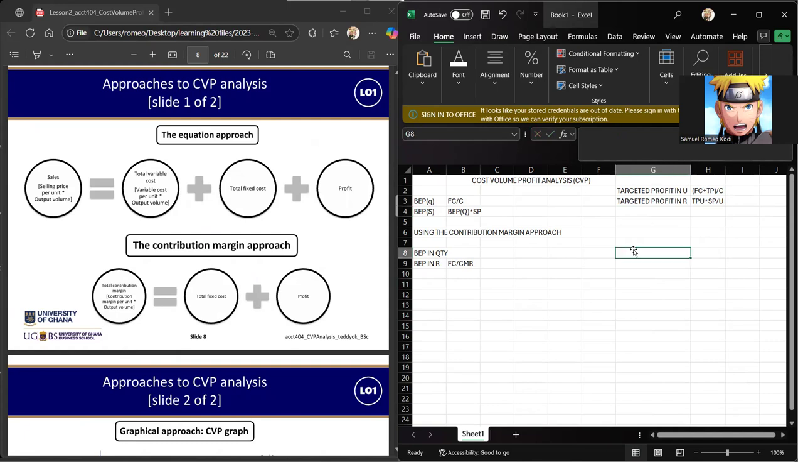Here too it is the same thing, but when you are looking for targeted profit using the contribution margin approach, finding targeted profit in units will be the same as targeted profit in revenue. That's when you do your fixed cost. So let me quickly put it here.